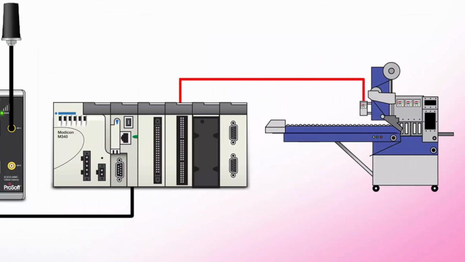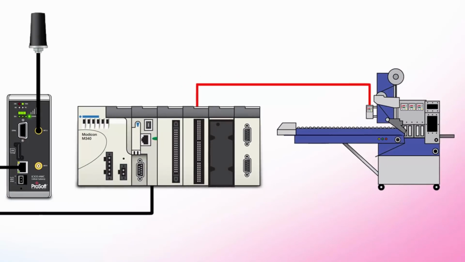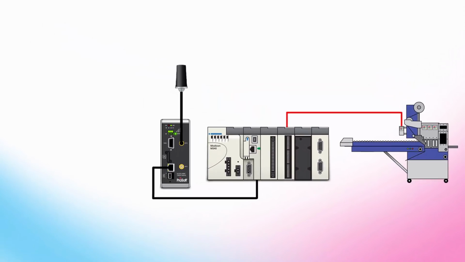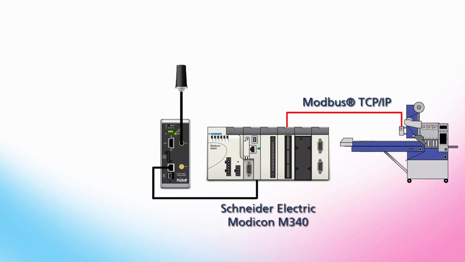Imagine a scenario where we have an ICX35 connected to a PLC at our factory site. The PLC program is controlling and monitoring assembly machines on the factory floor over Modbus TCP. For this video, we're using a Schneider Electric M340 PLC, and we'll use a derived function block to communicate with the cellular gateway and allow you to interact with your PLC program using SMS text messages.